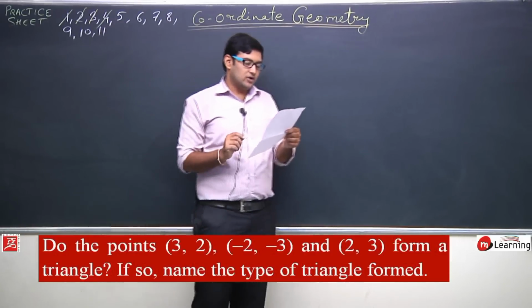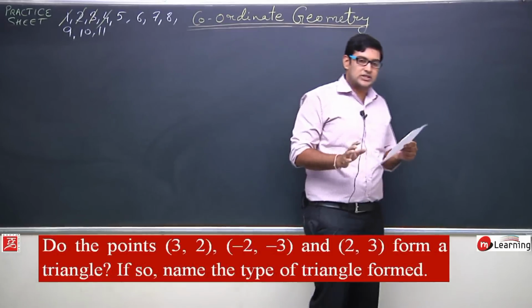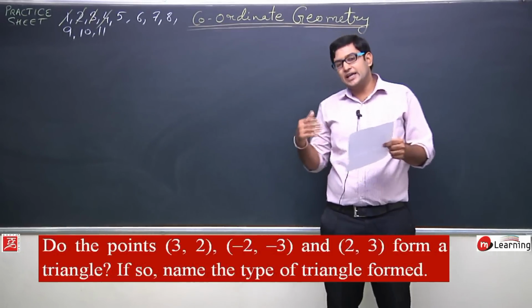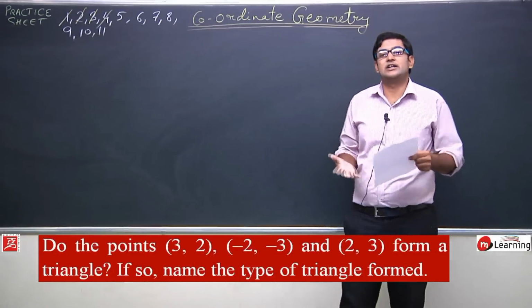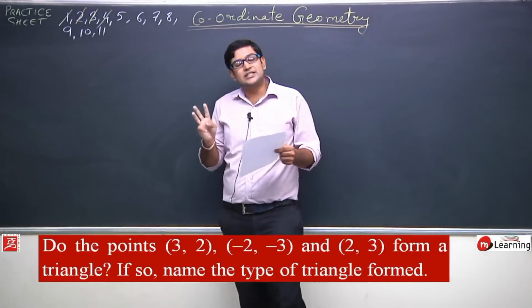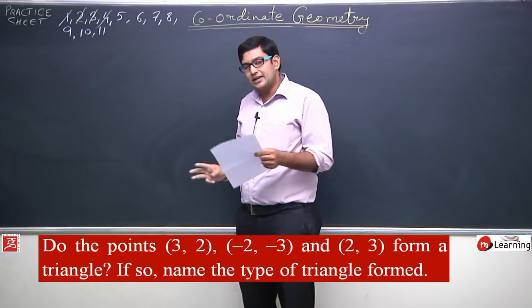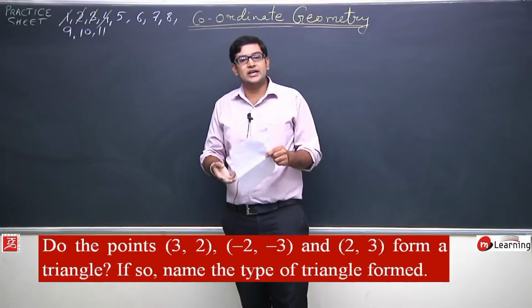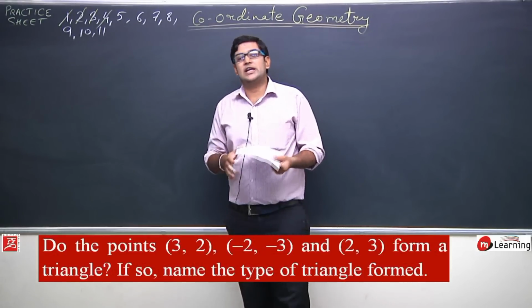In question number 4 हमें गिवन था कि एक ट्राइंगल है, उस ट्राइंगल को हमें बताना था कि क्या ये आइसोसेलेस है, स्केलन है या फिर इक्विलेटरल है. But in this question it is asking whether these 3 points actually form a triangle or they do not form a triangle.